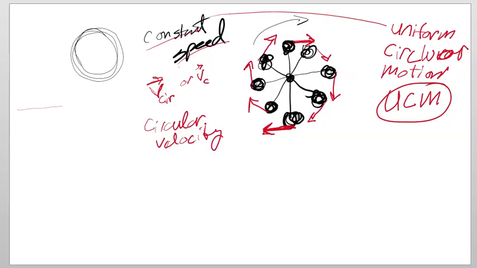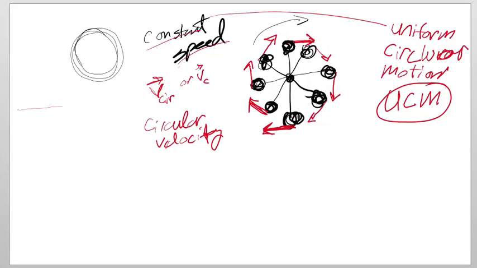There's another name for this, but right now when we're dealing with UCM, uniform circular motion, we're going to call it circular velocity in this class. That will become obvious to you later on in the year why I did that, and it's actually to make things easier on you. Anyway, these all should be about the same thing.